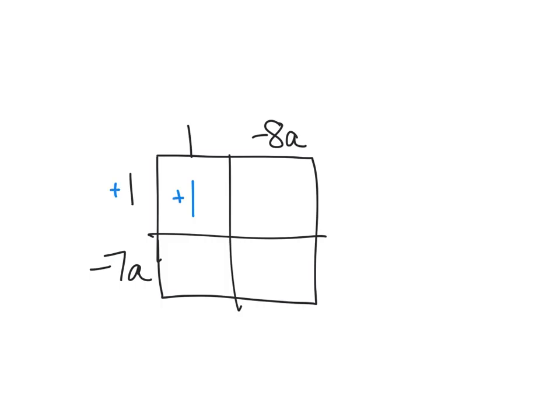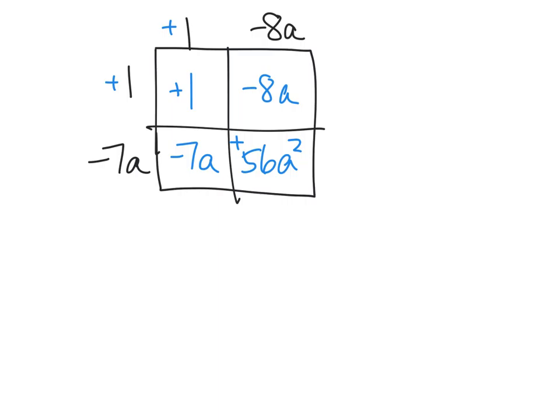And so you could think of these as positives. So now we have positive 1 times negative 8a. So that's going to be negative 8a. And then down here is going to be negative 7a. And then right here, negative 7 times negative 8, so that's going to be positive 56. And then a times a is a squared. So really this is going to be positive 56a squared.